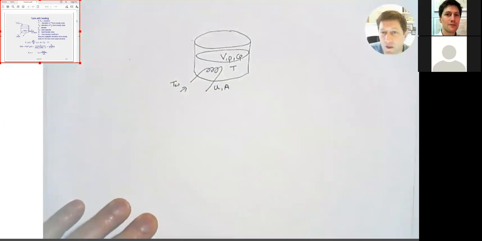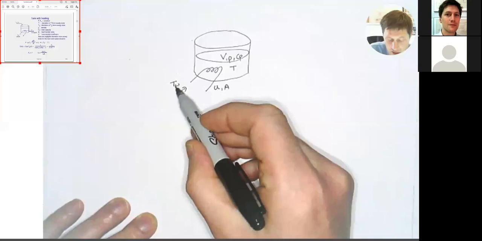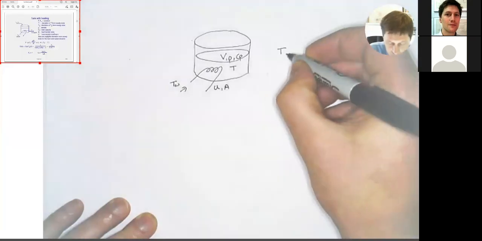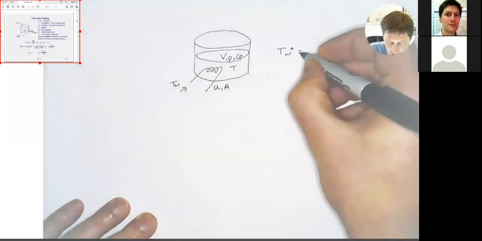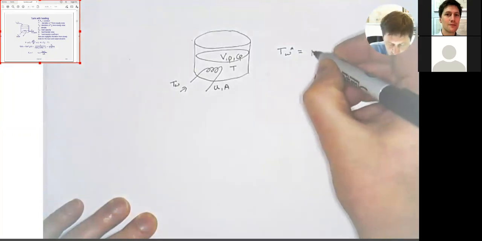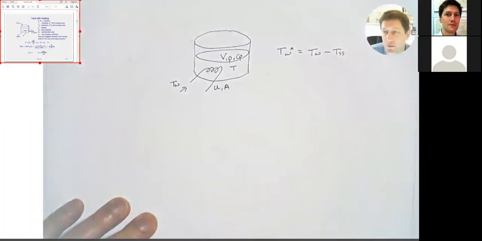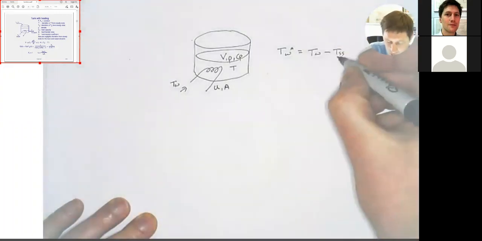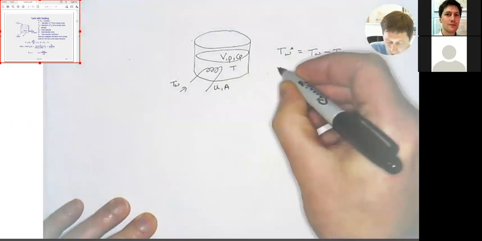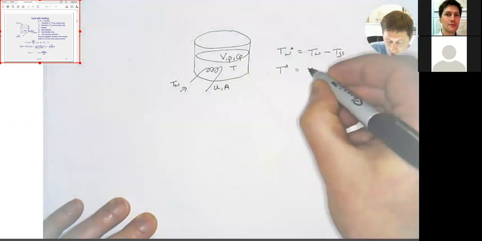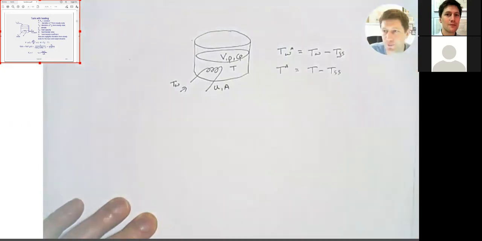The first thing is to make sure that we're working in terms of the deviation from steady state. So we've got our parameters T and Tw, and we want to write down what those are as their deviations from steady state. So Tw deviation is equal to Tw minus Tw steady state, and T deviation is equal to T minus T steady state. So now it doesn't matter what the initial condition was, our analysis is going to be generally true.